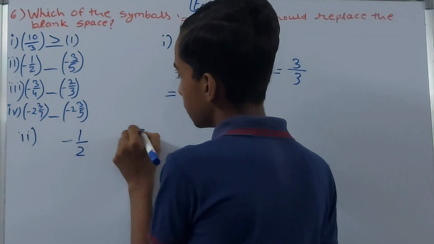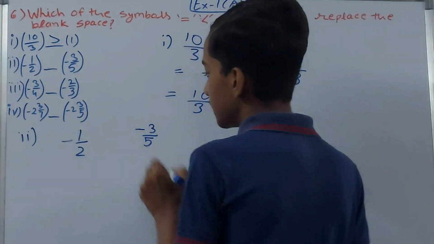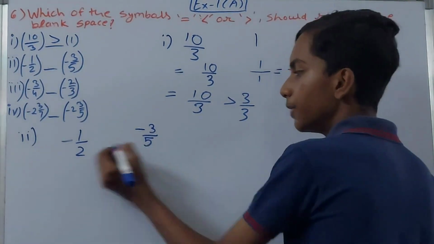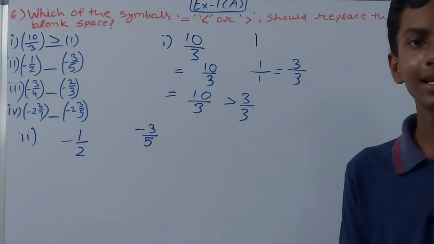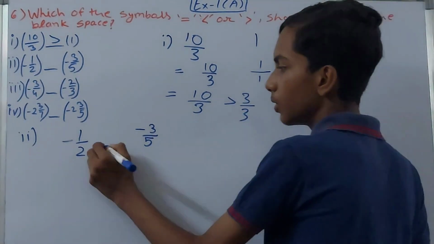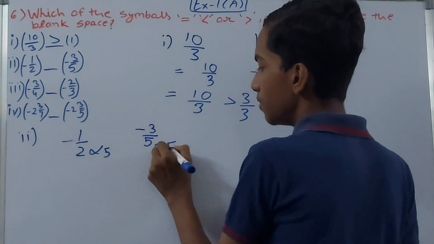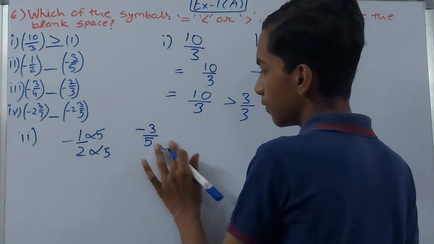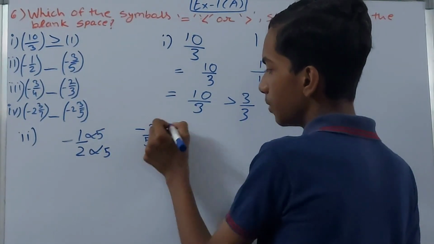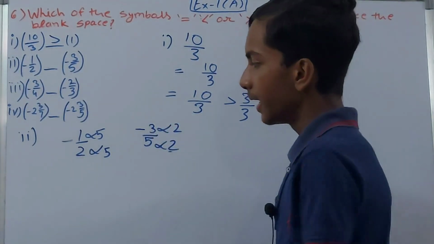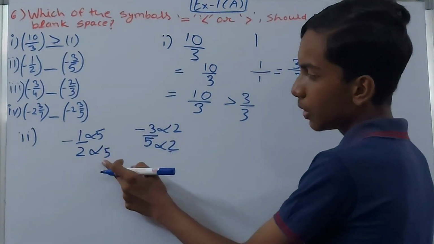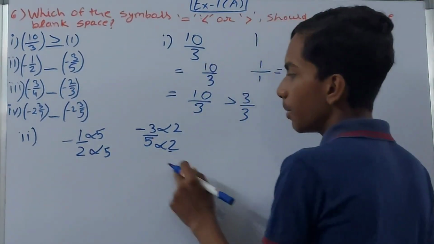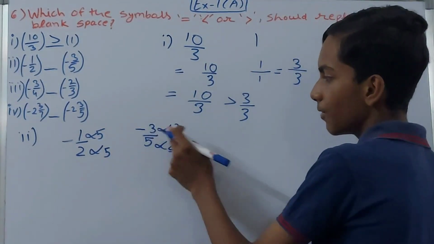Now the second one is minus 1 by 2 and minus 3 by 5. So again, what are we supposed to do? Make the denominator same. LCM of 2 and 5 is 10. Keep it in mind. So into 5 here, sorry, this is into 2, not 5. Into 2, and this one will also be into 2, right? Denominator is becoming 10. Here we are making the denominator same, into 5 and into 2 into 2.